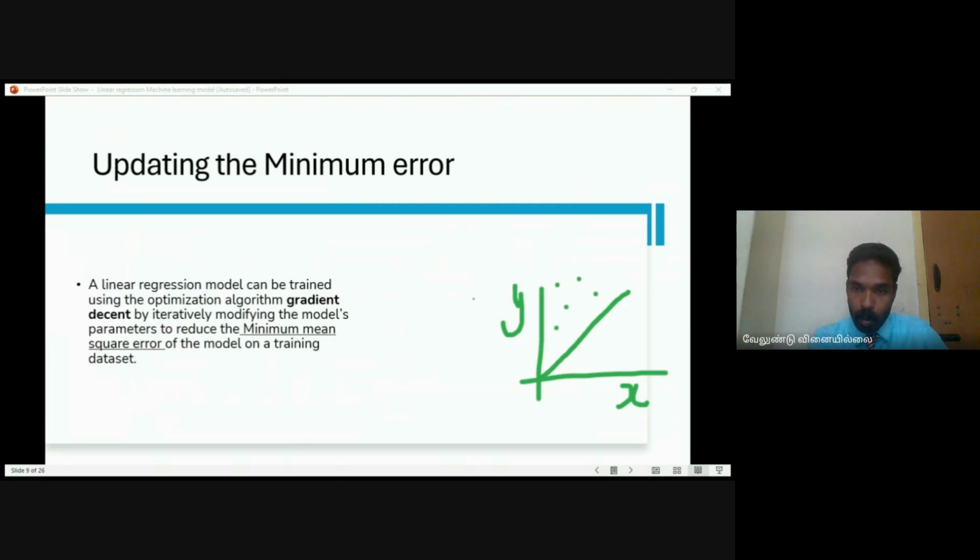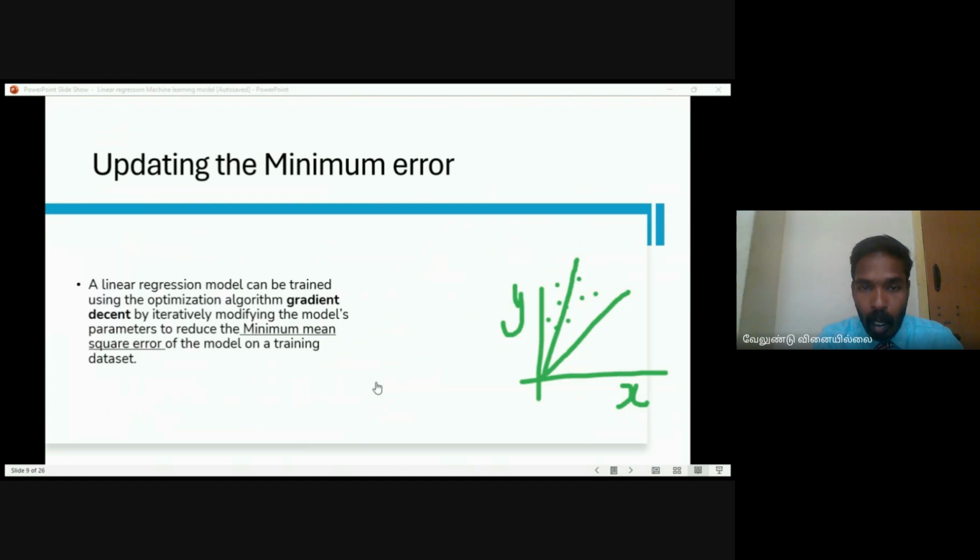If I use this as my line, it won't work out. So my line should be here. Wherever the data is scattered, my line should be there. So my line should be updated depending upon the behavior of the data. So updating is done by the gradient descent method. In this method, we are increasing the step size and decreasing the step size until the optimization is achieved.